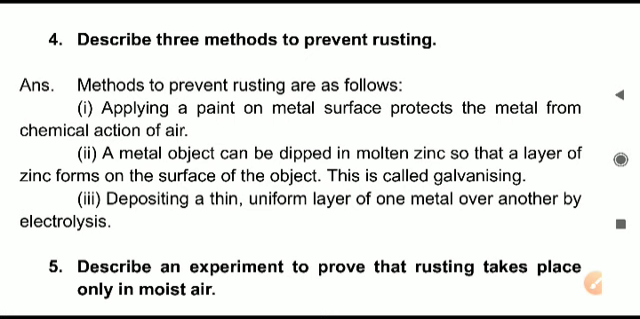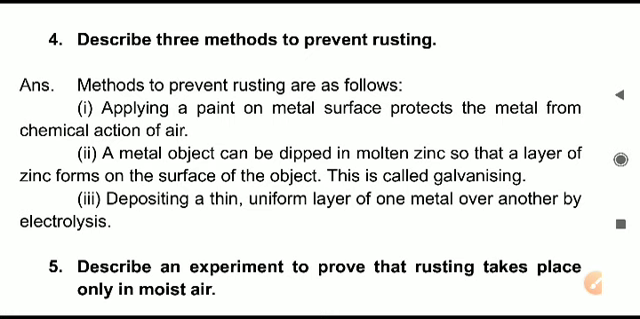We can do painting. So by painting, what will happen? This paint will protect the metal from the chemical action of the air. Second point, a metal object can be dipped in molten zinc so that a layer of zinc forms on the surface. This is galvanizing. So by galvanization also we can prevent rusting. Generally iron is galvanized. That is called GI iron, galvanized iron. So the galvanized iron is how it is done.